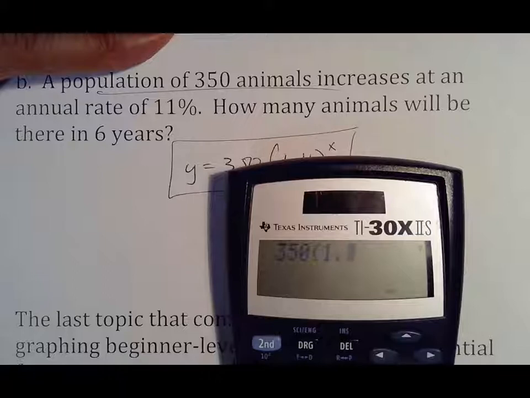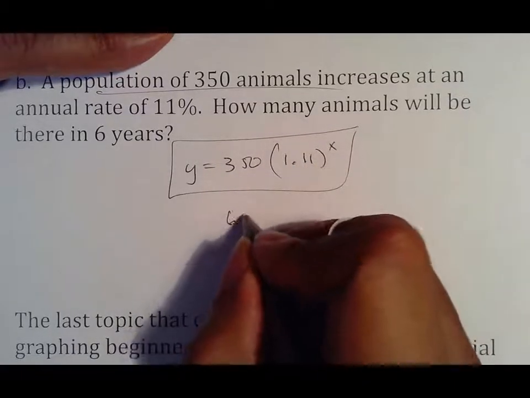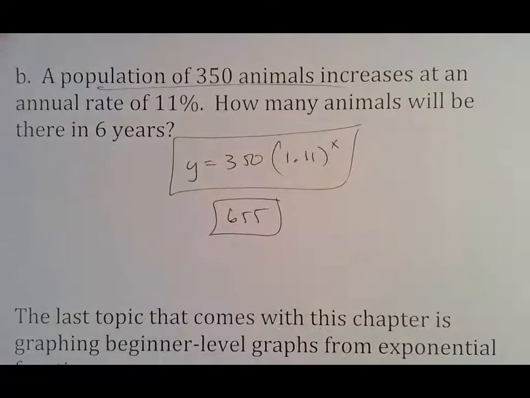Parentheses 1.11 to the 6th is, again, round this. I think it'll be 655 because that 6 bumps it up. And that'll do it.